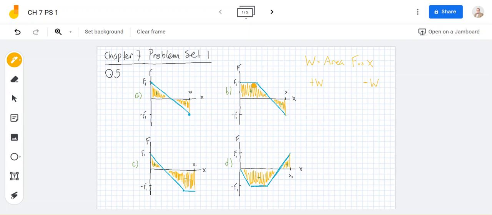I'm noticing this one is clearly the most positive. This is interesting because this one over here looks like it's 0. So go A, and then looks like C, and then P. So the work is the area, and I shade the area, and there we go.